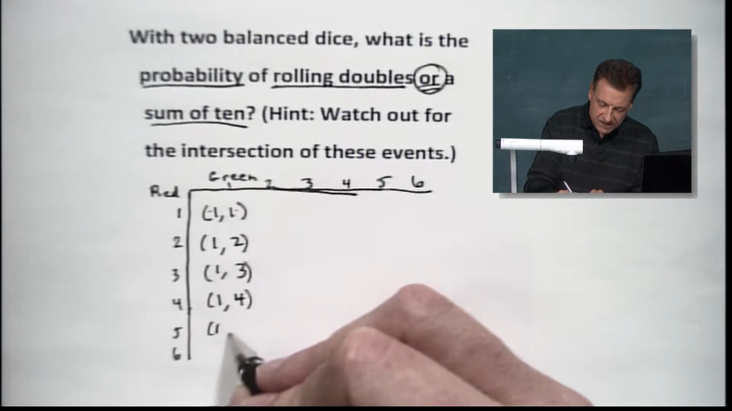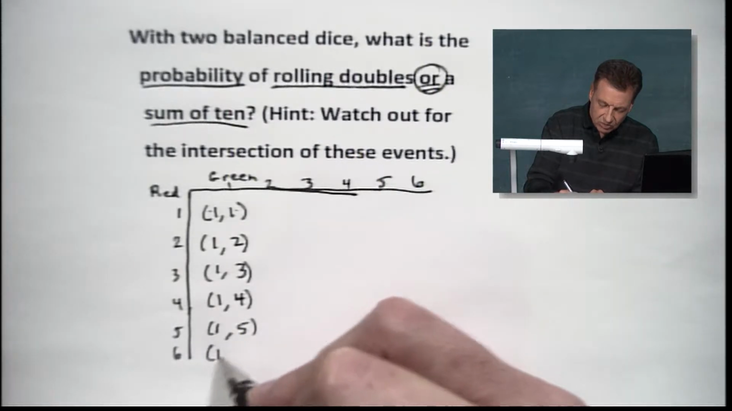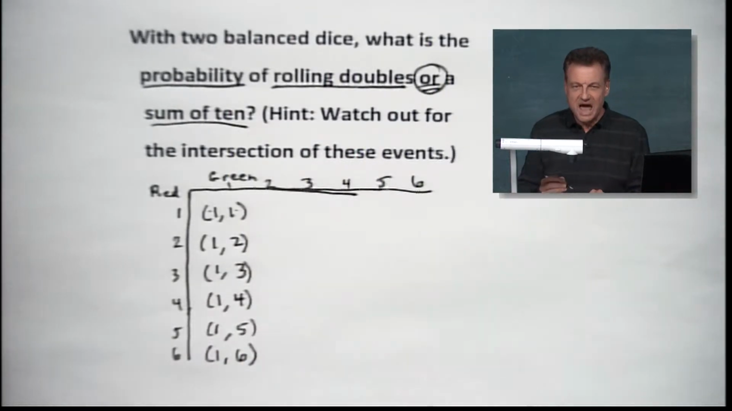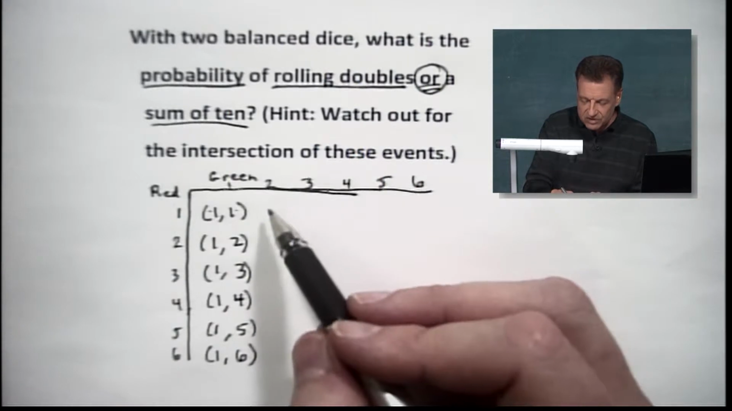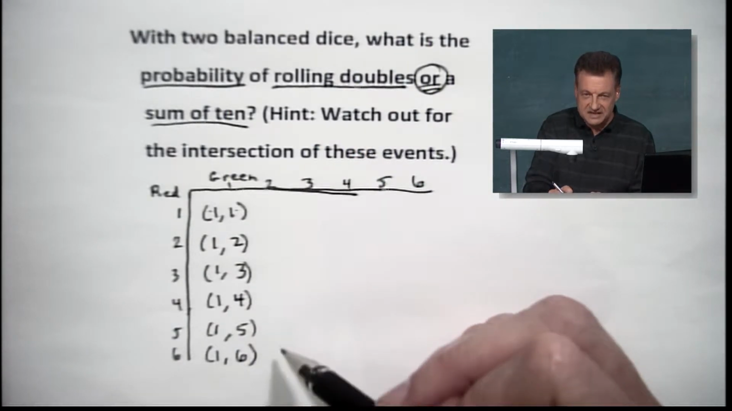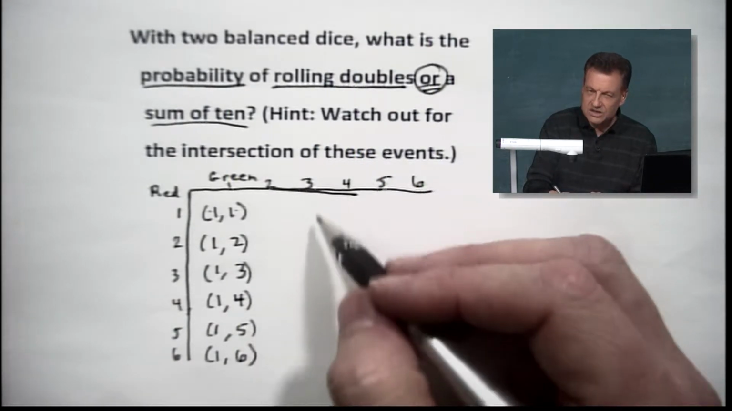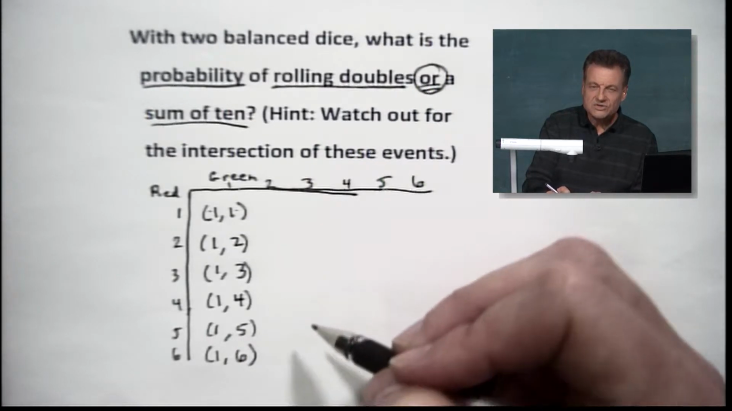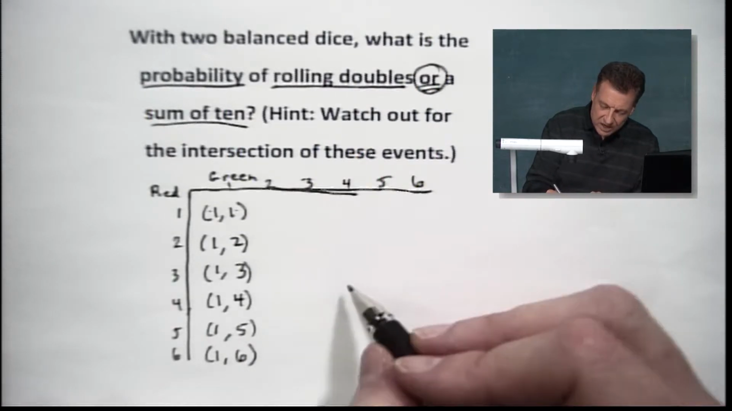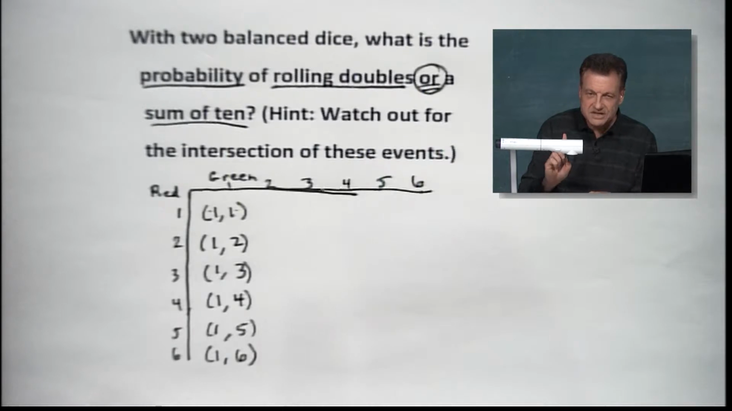And how about 1 and 5? And 1 and 6. So I know we've got 6 options there, but then I can do that with the 2 and the 1, 2, 3, 4, 5, 6. I can do that with the 3, the 1, 2, 3, 4, 5, 6. So I guess what I'm driving at here is, folks, we have 36 possible combinations.